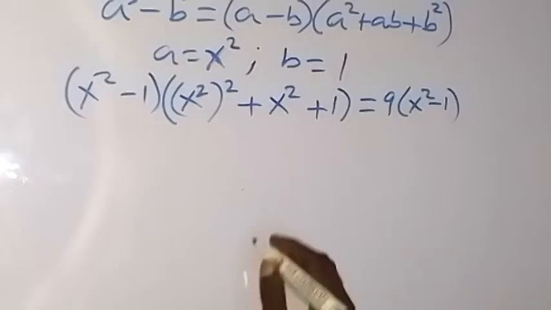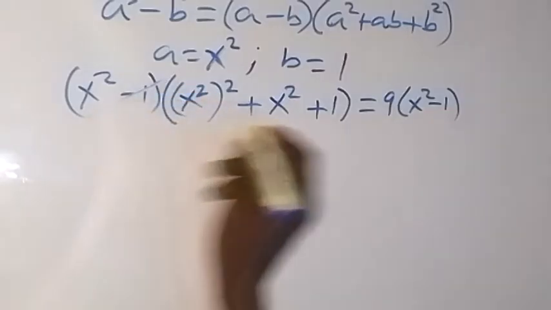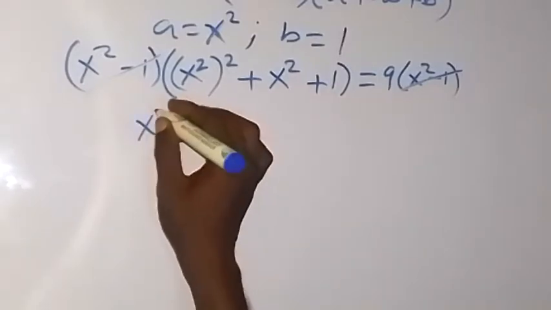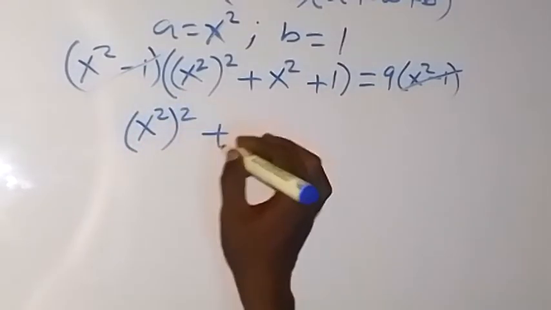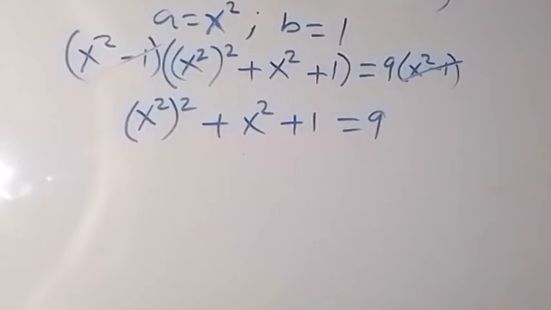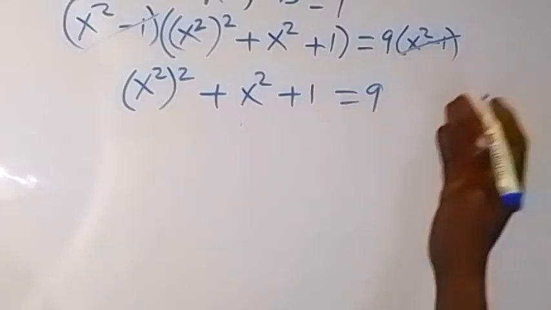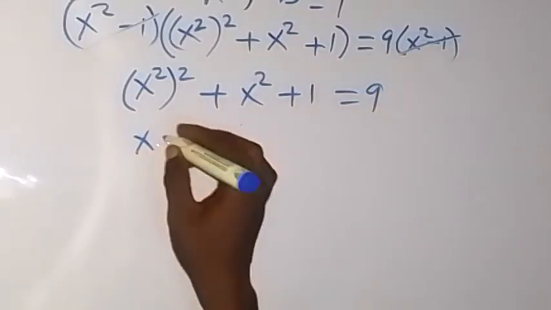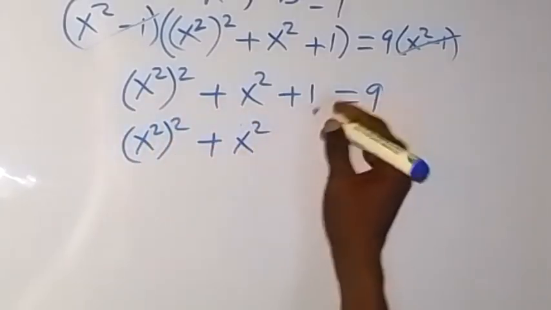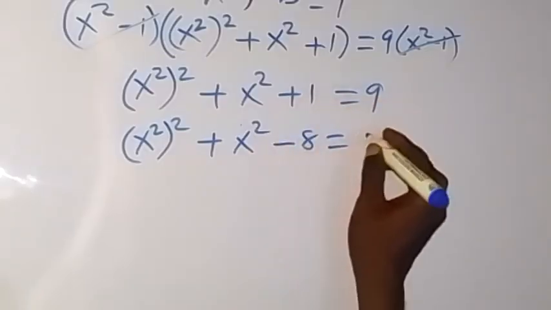Then from there we can see that we can divide through by x squared minus 1. So x squared minus 1, we cancel x squared minus 1 here. Then what we have left will be x squared, then squared, plus x squared, plus 1 will be equals to 9. Then we can bring 9 to this side here to form something like a quadratic equation. Now we want to form an equation, this side will be equal to 0. So we can say that this is x squared all squared, then plus x squared, then minus 9, so 1 minus 9, that's minus 8, then equals to 0.